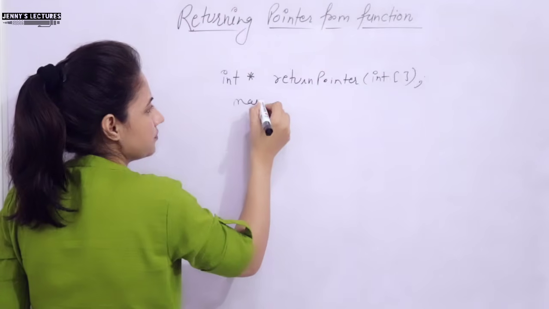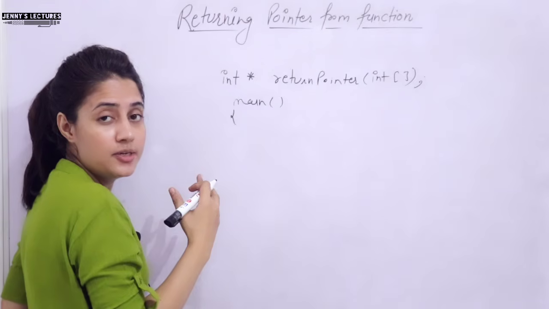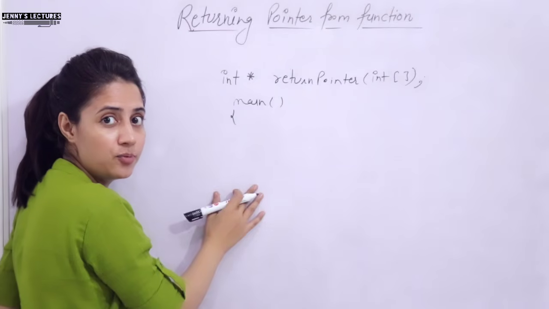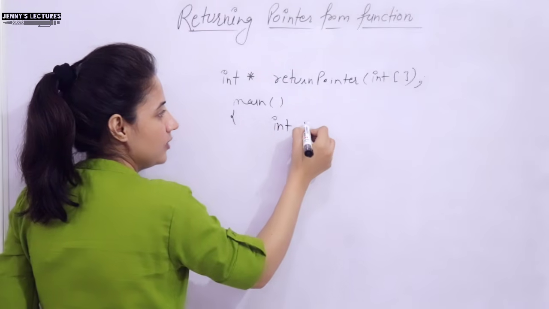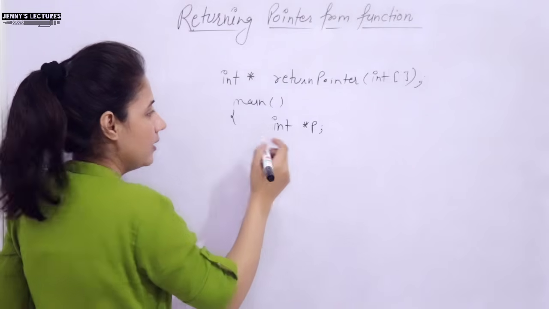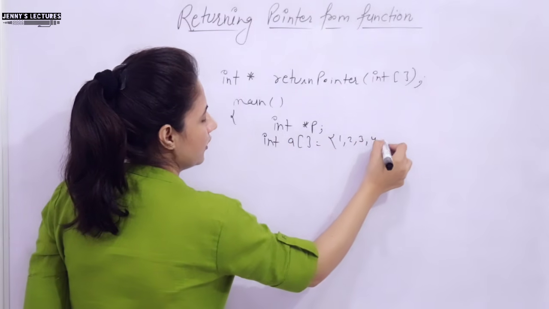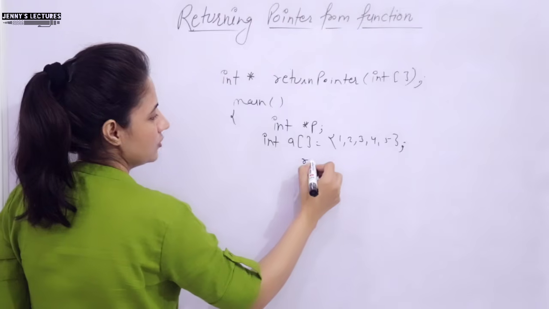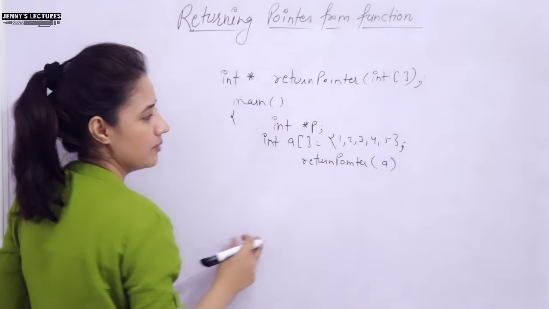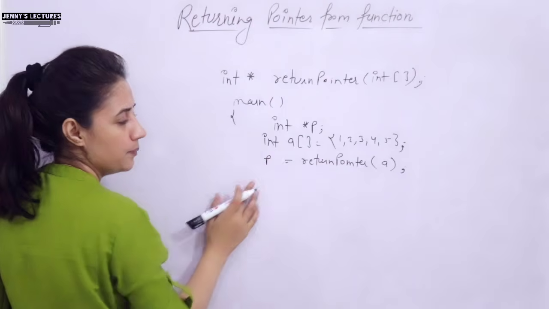In main, I'll call this function, right? So it is returning a pointer. It means we have to accept that value, whatever this function is returning, and it is returning a pointer type of value, an integer pointer. So to accept that, I will also take int asterisk. Suppose I am taking p, right? And one more thing, I am taking an int array, and I am initializing this as 1, 2, 3, 4, 5, and I am calling this function return pointer. How to pass an array as an argument? Just pass the name of the array. That's it. Only one argument I want to pass, right? Whatever it is going to return, I am going to store that in p. P is what?